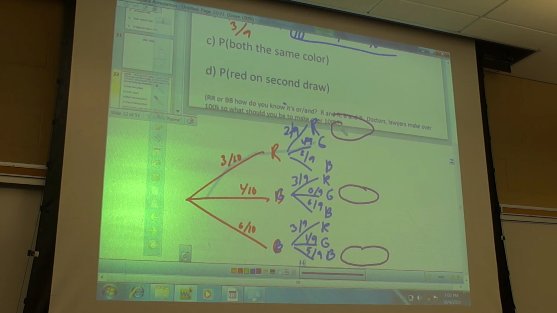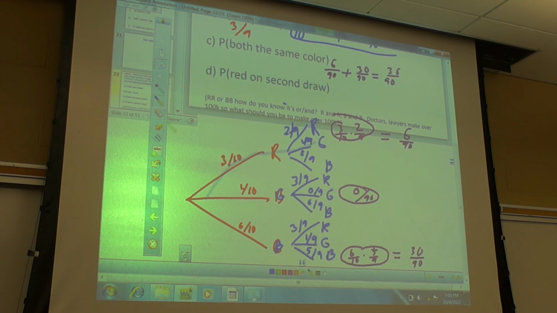So red, red. 3 out of 10 times 2 out of 9. That's 6 out of 90. This one is 1 times 0, so it's 0 out of 90. And this one here is going to be 6 out of 10 times 5 out of 9. So that's going to be 30 out of 90. So altogether, we're going to end up with a total of 6 out of 90 plus 30 out of 90, 36 out of 90. Okay, great.